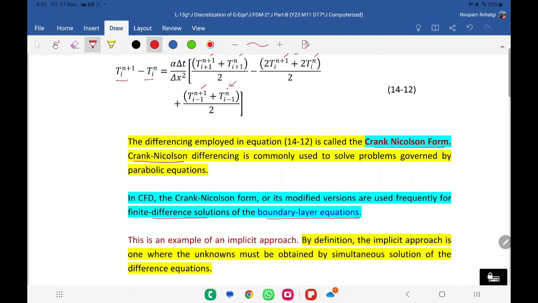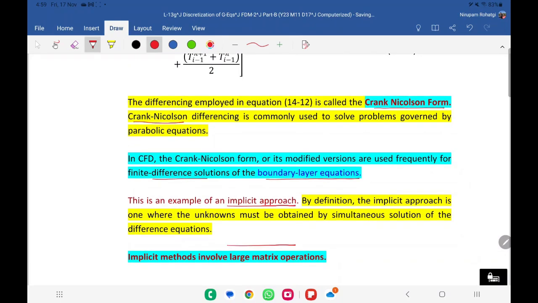This is an example of implicit approach. Okay. By definition, the implicit approach is one where the unknowns must be obtained by simultaneous solution of the difference equation. What we have done, on the right side we already knew the values from the previous step. Now we made it current step and the previous step. So the current is not known, so you are stuck. Okay.